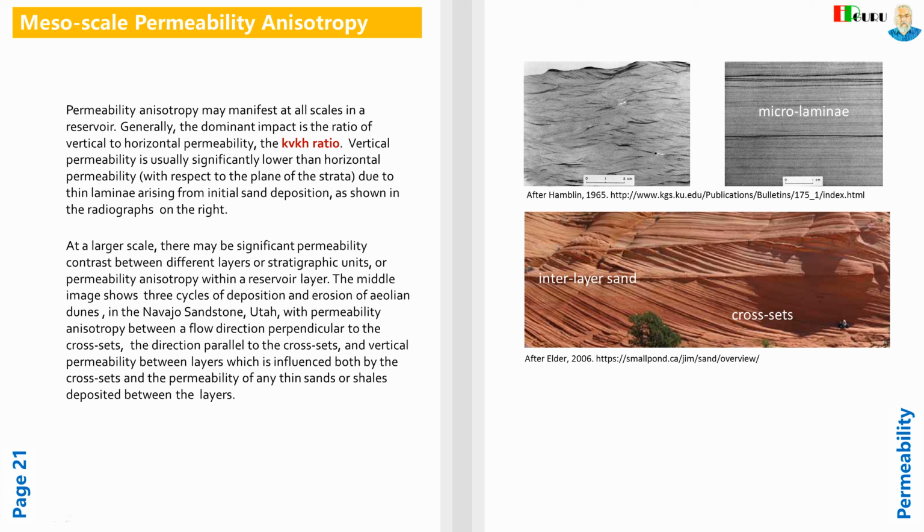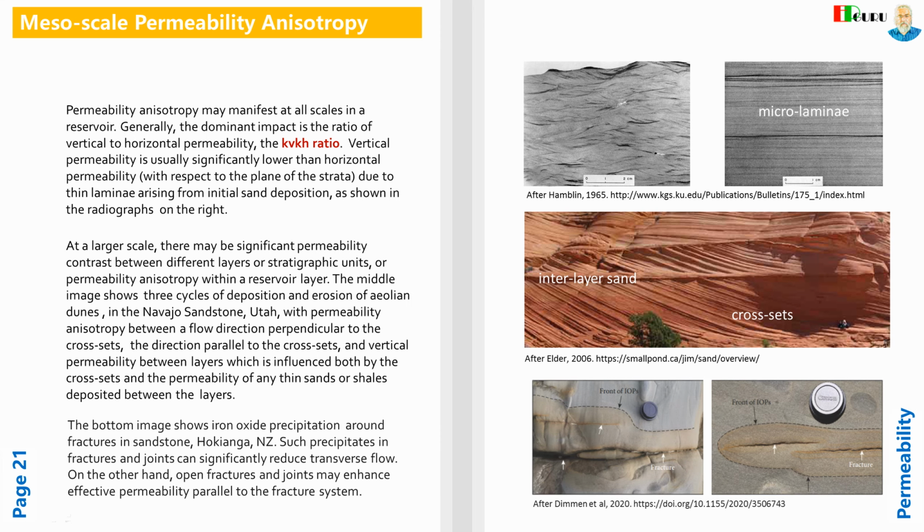between the layers. The bottom image shows iron oxide precipitation around fractures in sandstone, Hokianga, New Zealand. Such precipitates and fractures and joints can significantly reduce transverse flow. On the other hand, open fractures and joints may enhance effective permeability parallel to the fracture system.